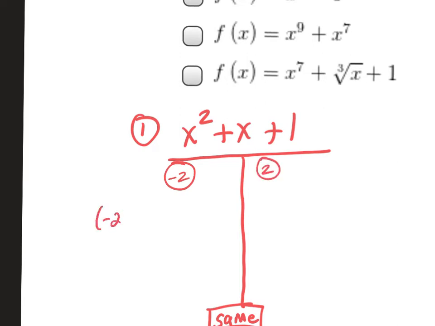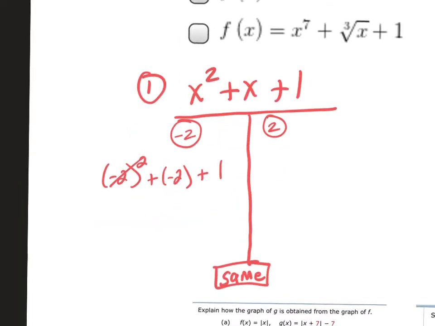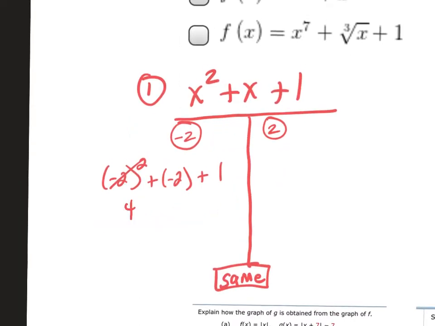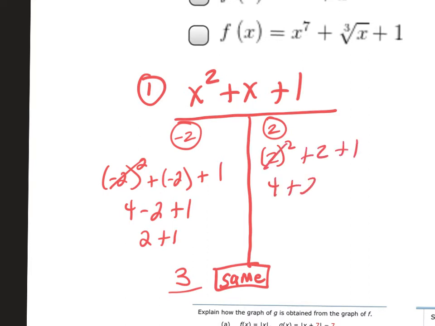So I'm going to plug in negative 2 squared plus negative 2 plus 1. Negative 2 squared is what? 4. So I have 4 minus 2 plus 1. 4 minus 2 is 2, and 2 plus 1 gives me 3. Now I'm going to evaluate the same function with the positive 2. So 2 squared plus 2 plus 1. 2 squared is 4, plus 2 plus 1. 4 plus 2 is 6, plus 1 is 7.